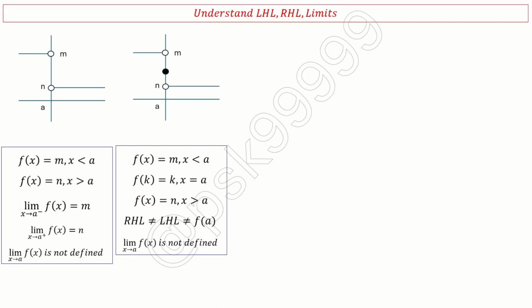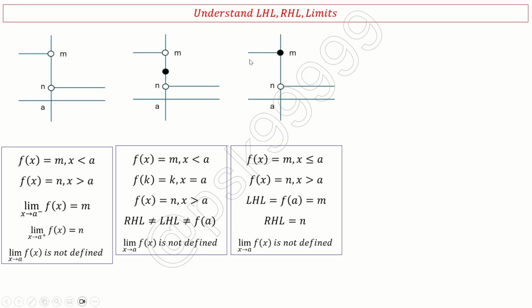Okay, you may have another case like this. You have a different LHL, a different RHL, and the function is defined as something different from those two. Since LHL is not equal to RHL and not equal to f of a, the limit is not defined. Now this is another case. LHL and RHL are not equal, but LHL is equal to f of a. Correct? f of a equal to m, LHL is also m, RHL is n. So the limit is not defined at x equal to a, because LHL and RHL are different. It has nothing to do with the function value.